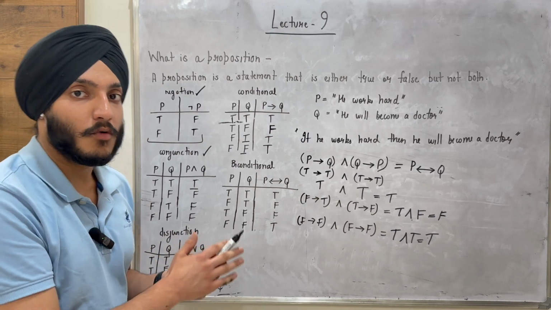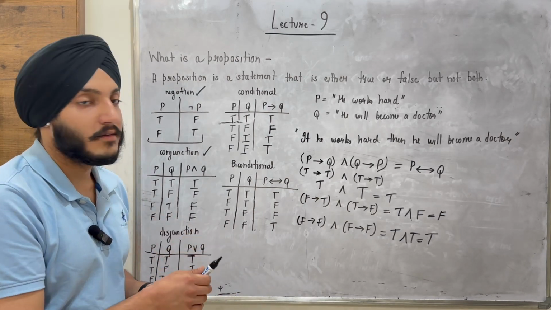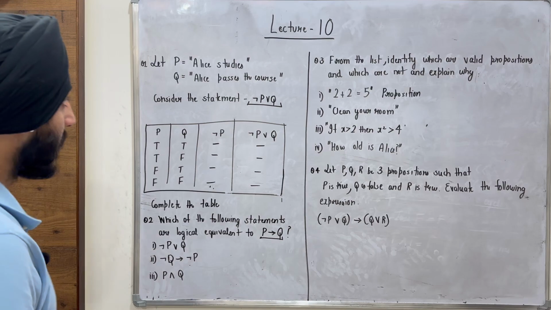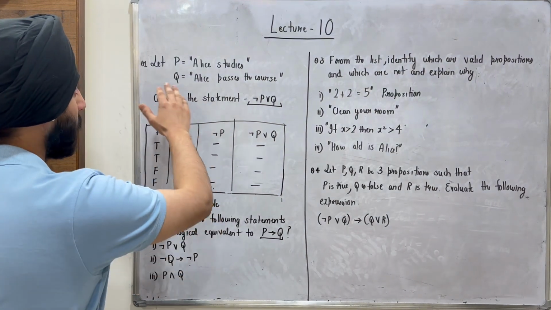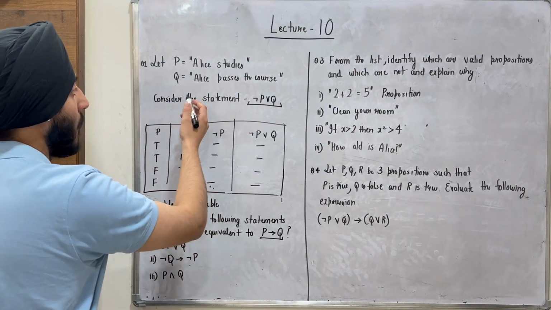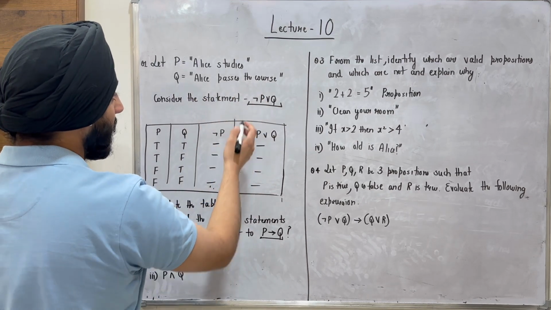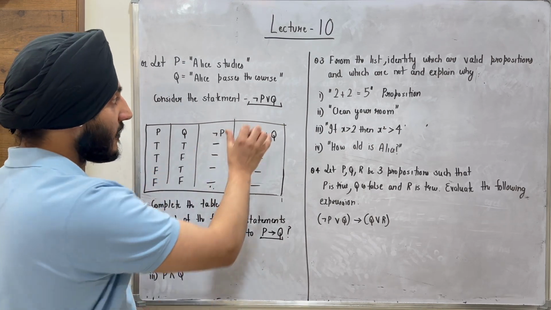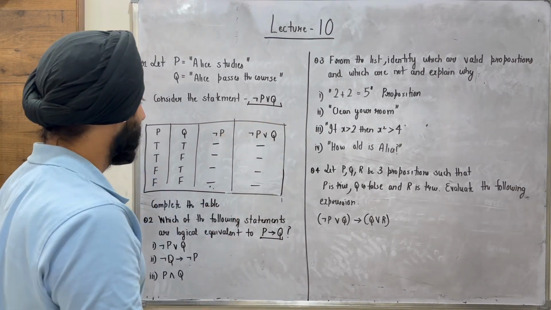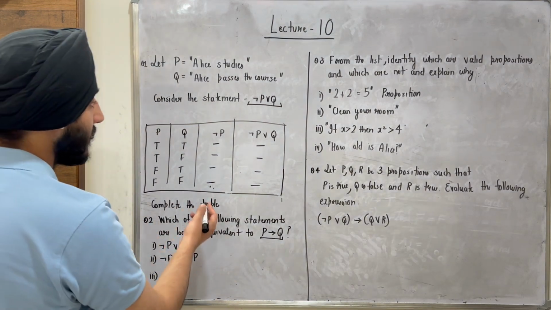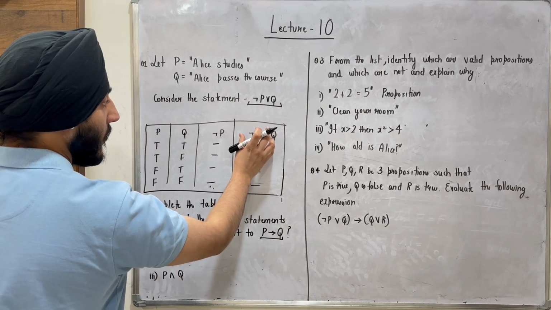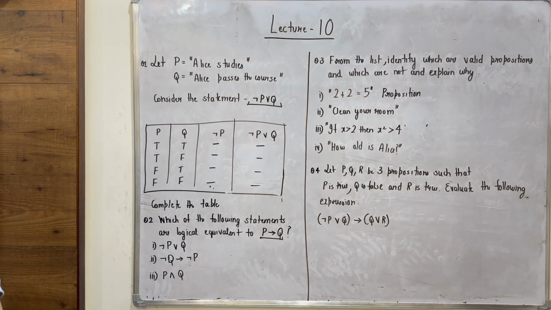Now I'll be giving a bunch of questions, and if you guys are able to solve it, that's pretty good. Okay, so let's start with question number one. Given the proposition P is Alice studies and given the proposition Q is Alice passes the course, consider the statement negation of P or Q, right? By now, I hope you guys are able to read these propositions, right? Just like in English. Now, my task is to complete this table. So I'll start with completing the table for negation of P and then completing the table for this portion over here, right?